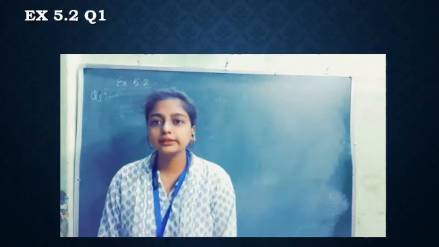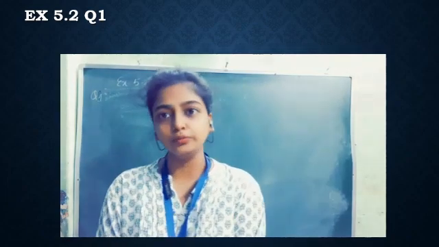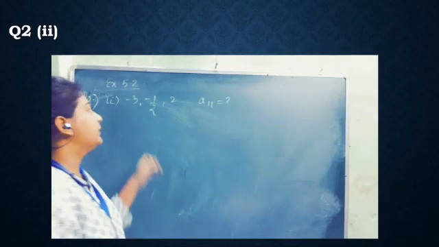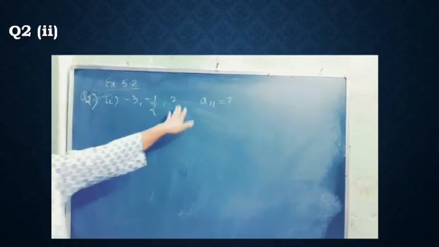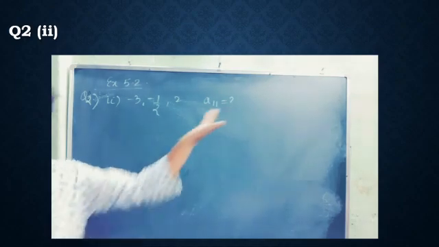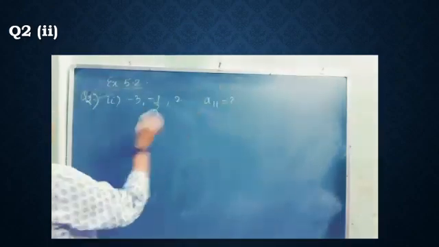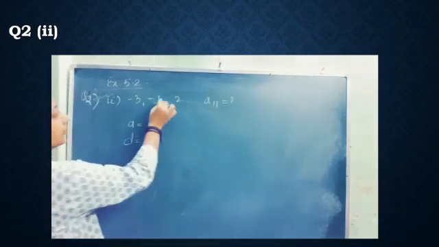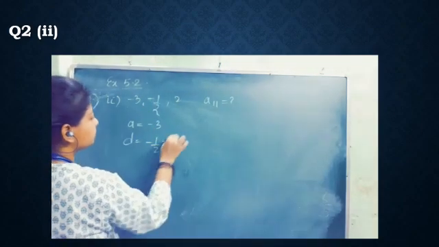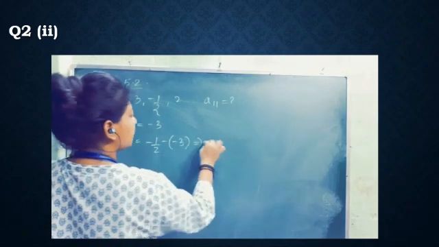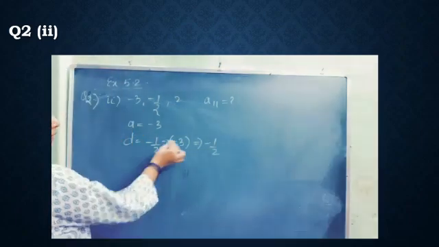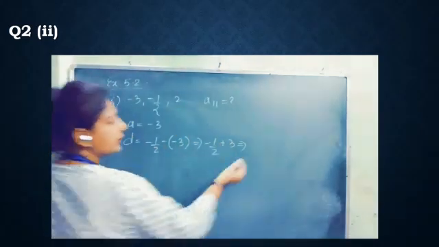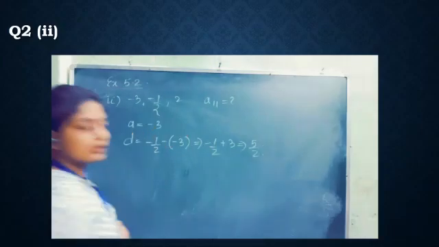You can try the next two parts by yourself in your practice notebooks. In the second question, the AP given is minus 3, minus 1 by 2, 2 and so on, and we have to find the 11th term. a equals minus 3. The common difference d will be the second term minus the first term. This becomes minus half minus minus 3, and minus minus becomes plus. When we solve this, we get 5 by 2 as the common difference.